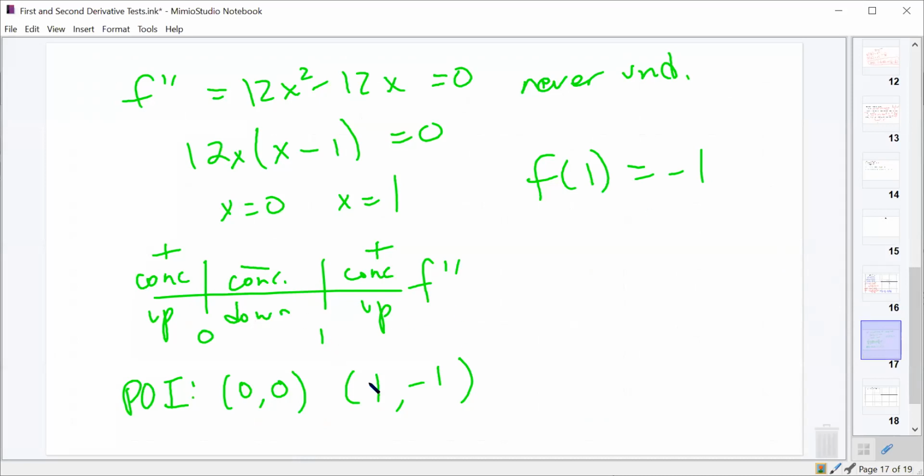So what we need to do is when we draw the actual curve, we need to show that to the left of 1, it was concave down. So it was looking like this. But then at 1, negative 1, it turns into concave up. That's all we need to do. Does that make sense? So that's what we're going to do.